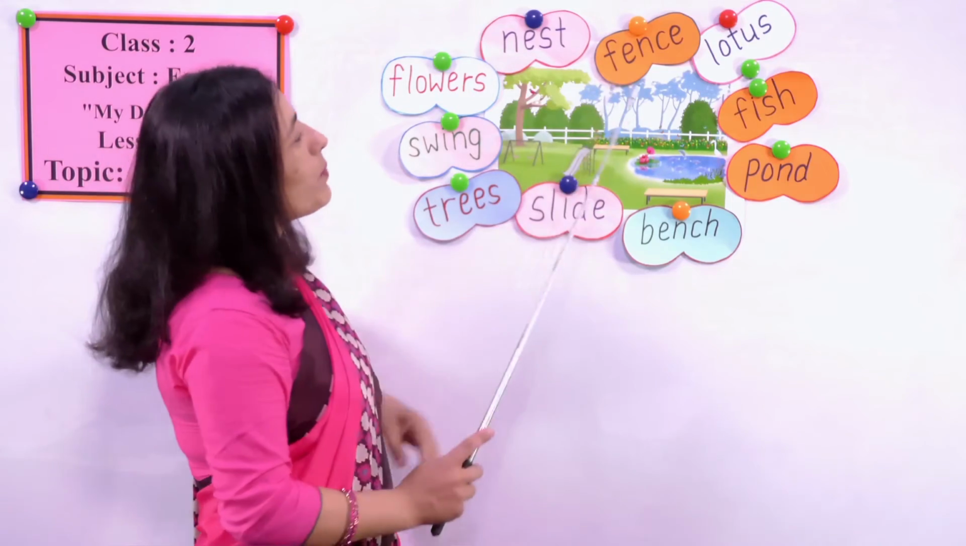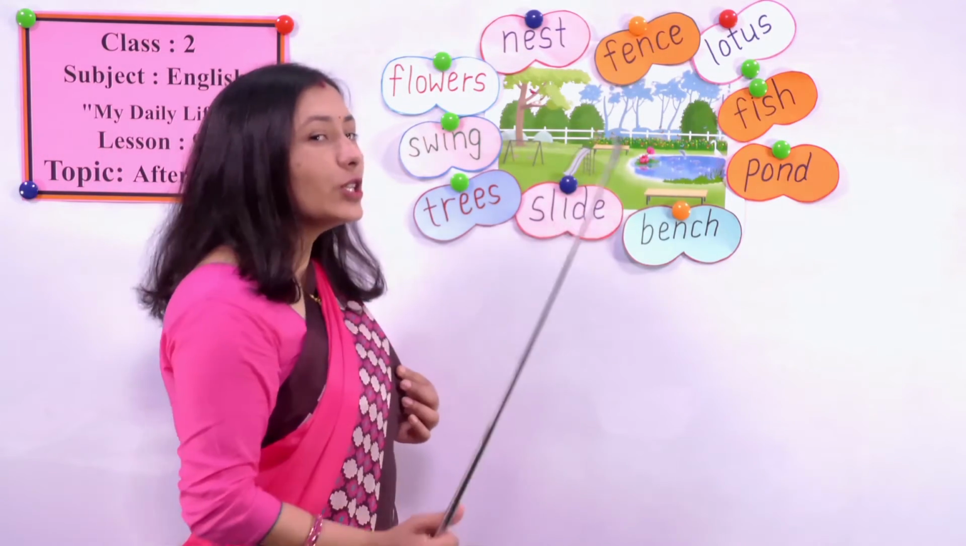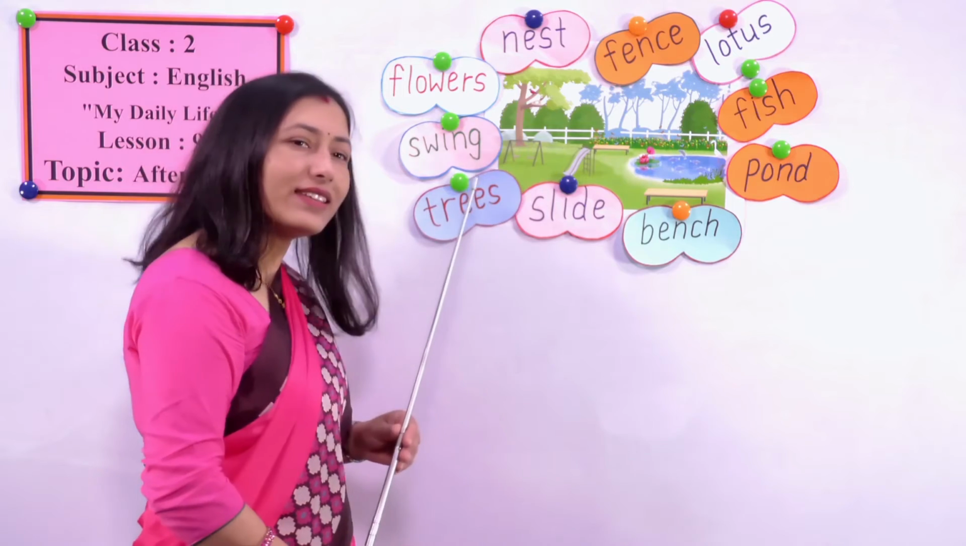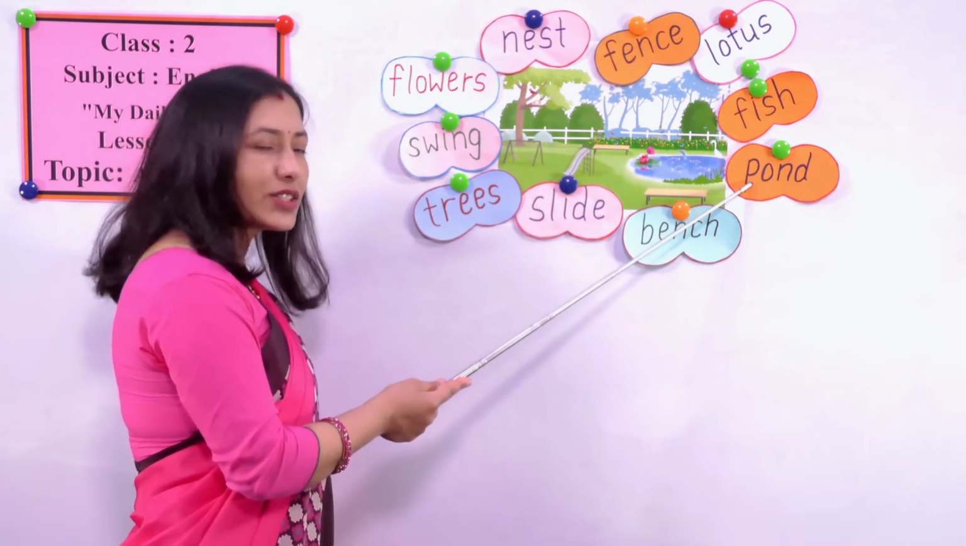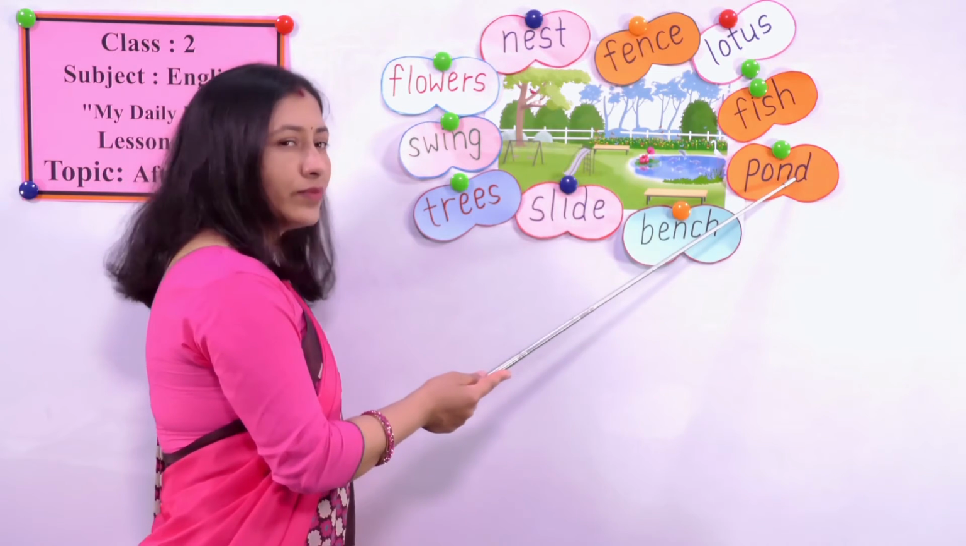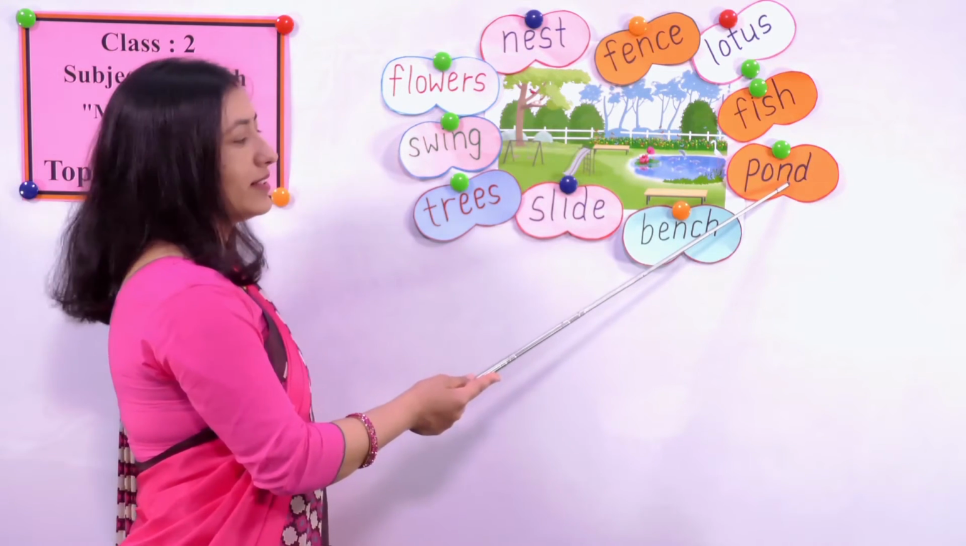Now, can you read the word? I will point to some of the words and you should pronounce yourself. All right, dear students. Now, how do you pronounce this word? How do you read? Read this one. Good. Pond. And this one?